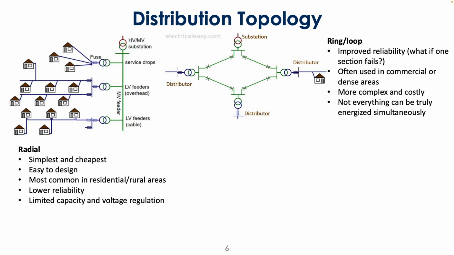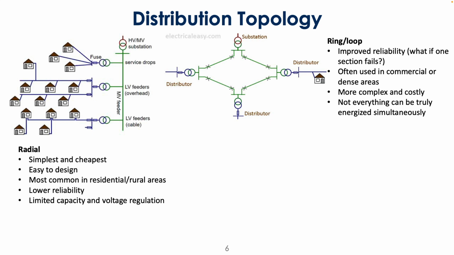So a different way that you can lay this out is through a ring or a loop configuration. And this is what we heard about, how much of the system is set up on campus. This provides a higher reliability, because if you think about what happens if one of the sections fails, you can still provide electricity by going through the other side. So these networks tend to be a little bit more complex and a little bit more costly.